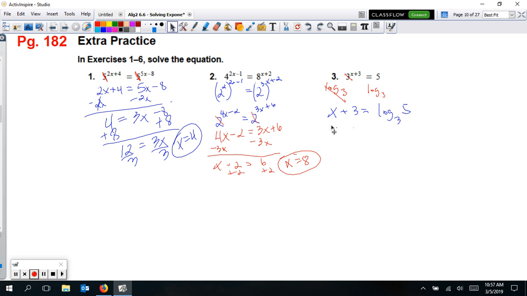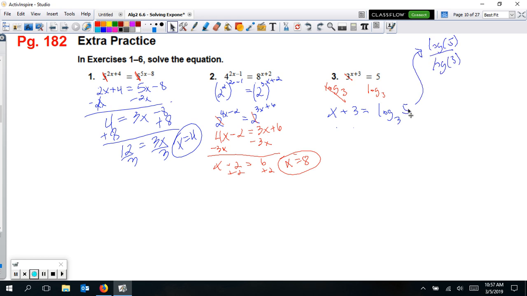So our x plus 3 on the left side was freed because of the inverse property, canceling those out, and now we have a logarithm over here. Log base 3 of 5 gives us this. So what we need to do now is figure out what is log base 3 of 5. We can figure this out on the calculator with our change of base formula. That was what we learned last lesson actually, in 6.5. So our change of base formula would be this.